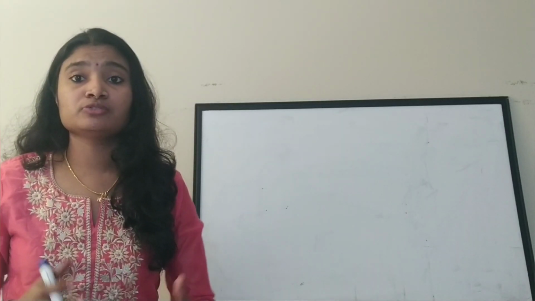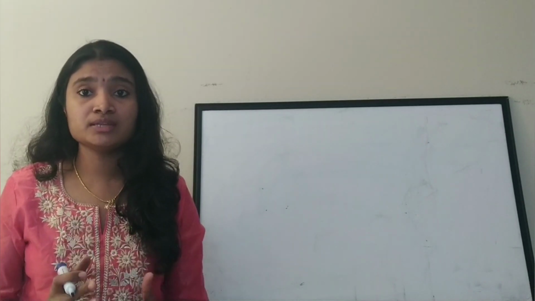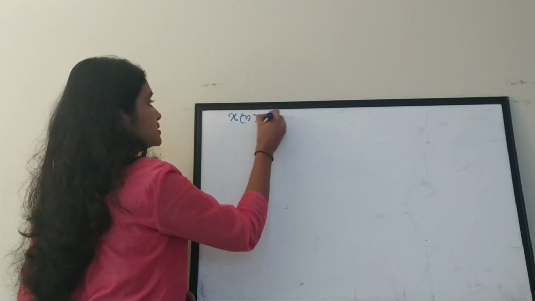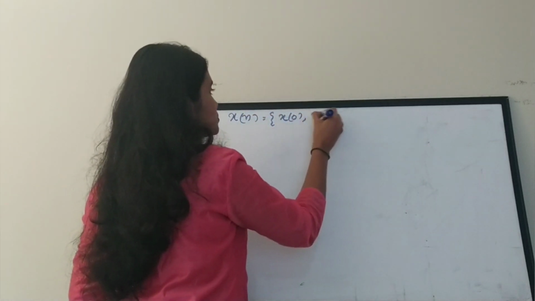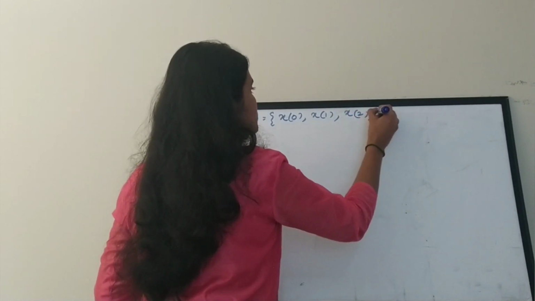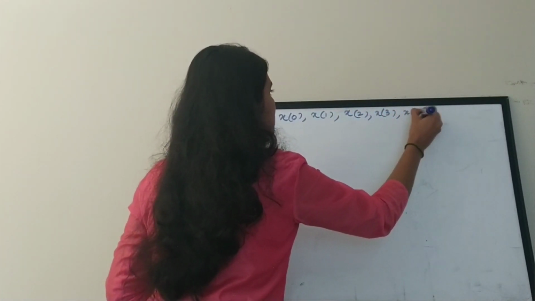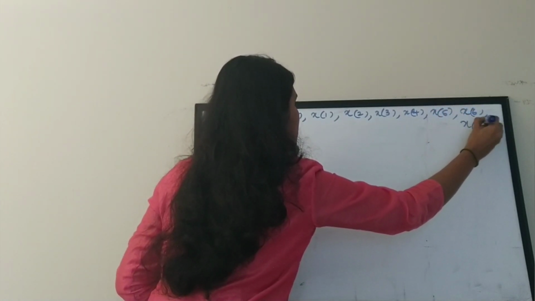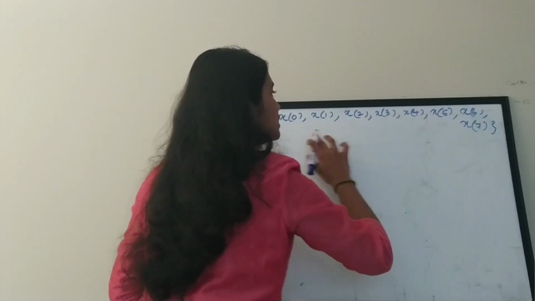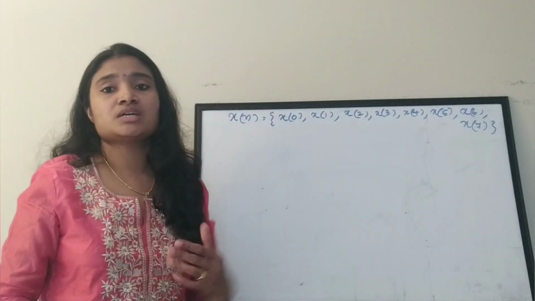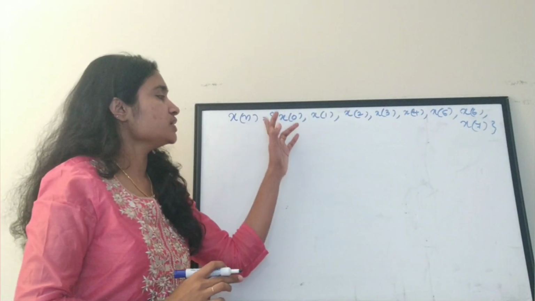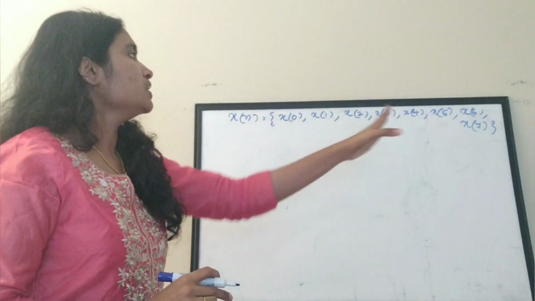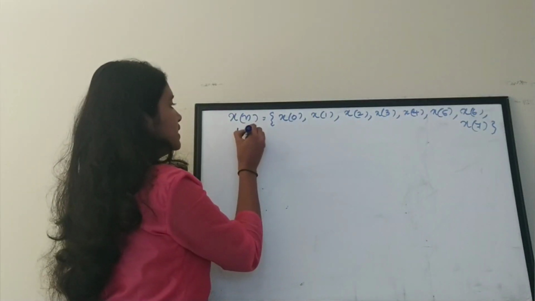Next, I'm going to draw the butterfly diagram for a length equal to 8 input sequence. I'm going to consider that my x of n is x of 0, x of 1, x of 2, x of 3, x of 4, x of 5, x of 6, then x of 7. So this 0, 1, 2, 3, etc. represents nothing but the time positions of my inputs. x of 0 is my first input, second input, third input, like that. So this is a length equal to 8 input sequence.